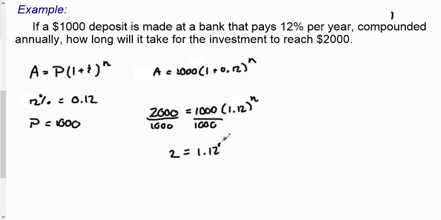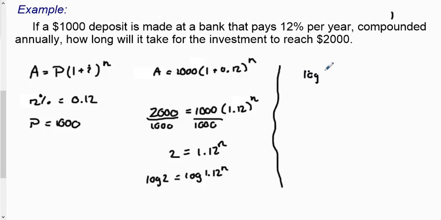1.12 to the n. Now I'm not able to write 2 as a base of 1.12, so at this point I'd like to take the log of both sides. So I'd say the log of 2 equals the log of 1.12 to the n. So doing that will allow me to bring the n on this side to the front, so it acts something like a coefficient. So I have the log of 2 equals n times the log of 1.12. Now to solve for n, I'm going to need to divide by the log of 1.12. So I'll do that to both sides.